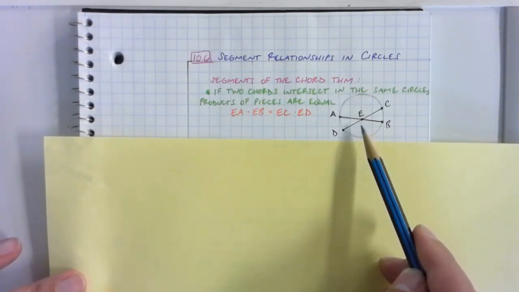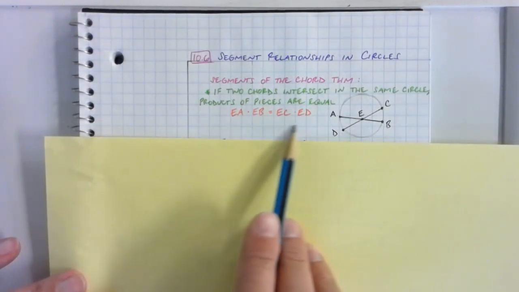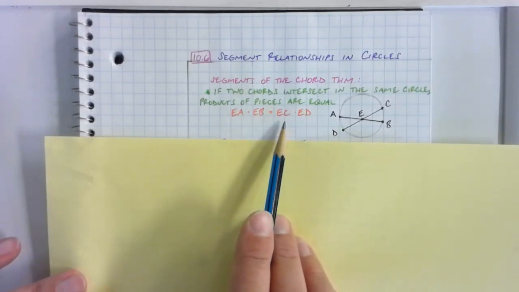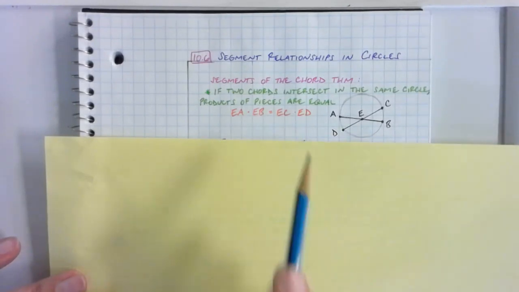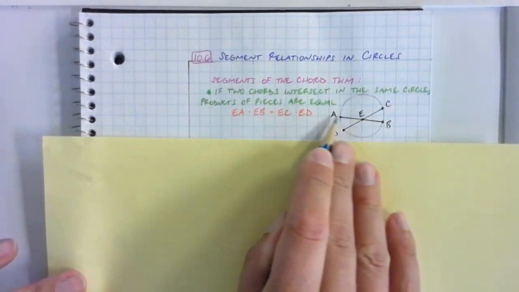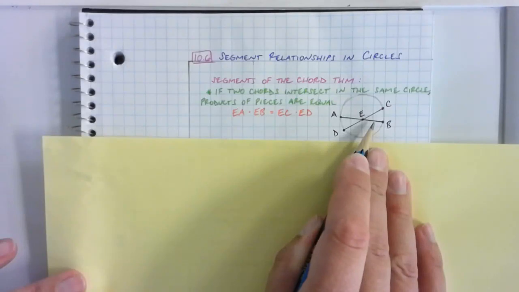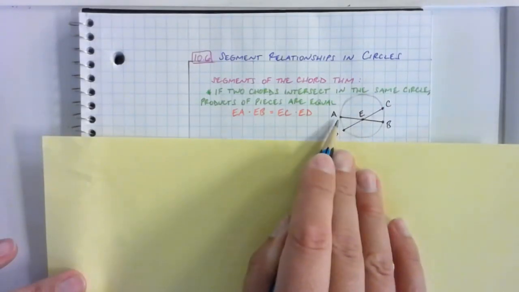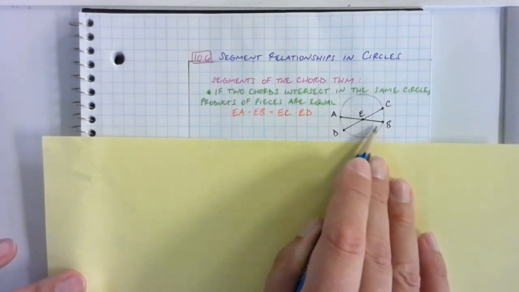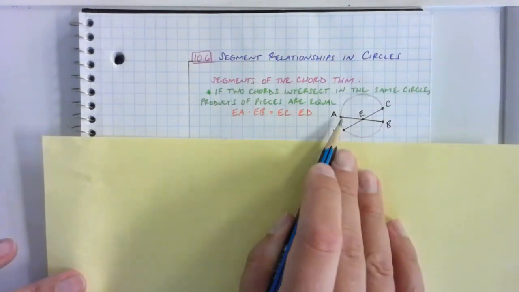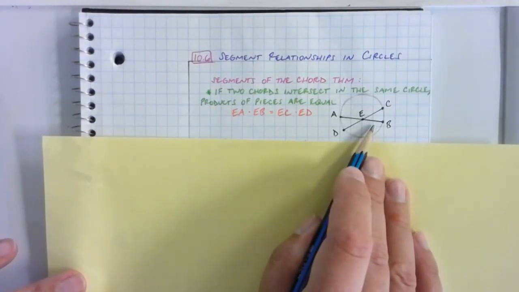What does it mean by the products of the pieces? Well, I break it down with these letters, but the letters are not really important. What's more important is understanding which pieces multiply by which. Here's how this theorem breaks down. If I look at one of the chords, say chord AB, it's split fundamentally into 2 pieces by the other chord, AE and EB, or BE and EA. It doesn't really matter the order of the letters, but it's split into 2 pieces.